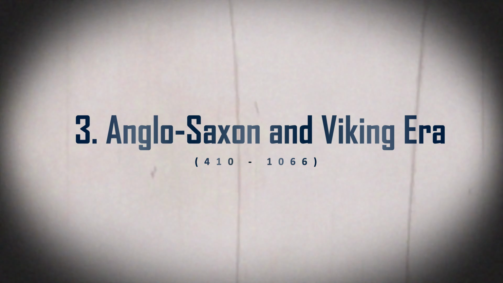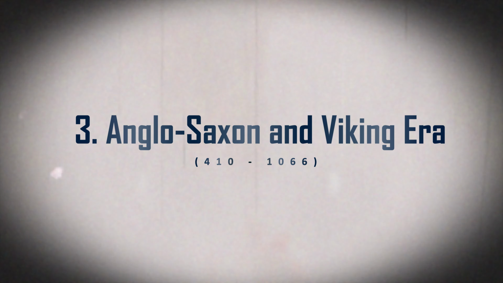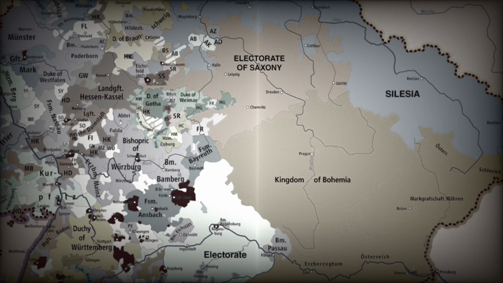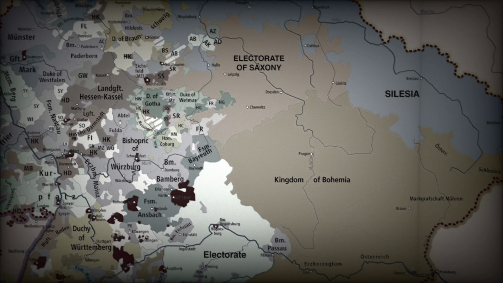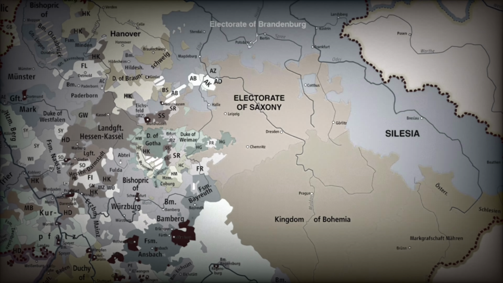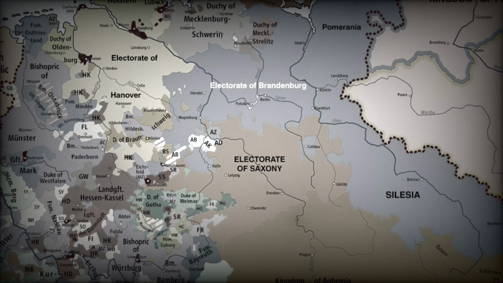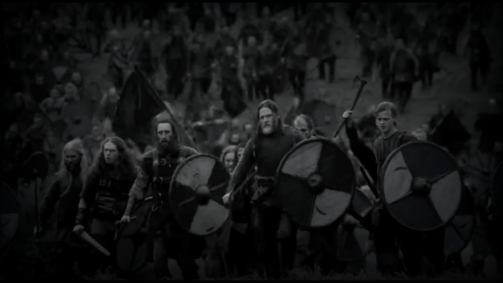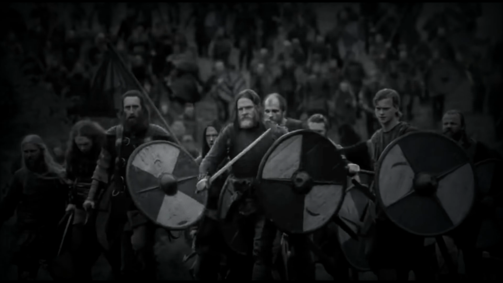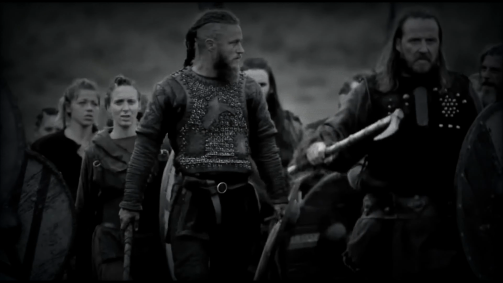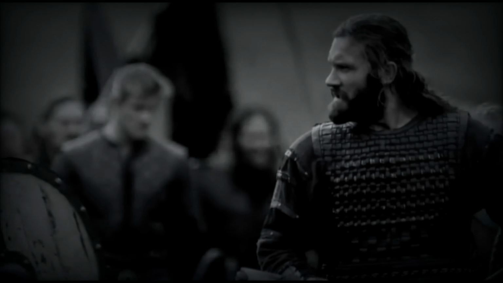3. Anglo-Saxon and Viking era, 410 to 1066. After the Romans, Germanic tribes known as the Anglo-Saxons began settling, forming kingdoms like Wessex, Mercia, and Northumbria. Vikings from Scandinavia began raiding and later settled in parts of Britain, notably in the Danelaw area.